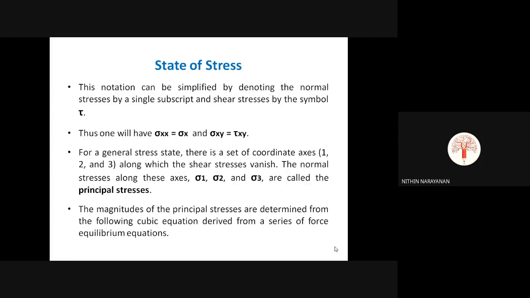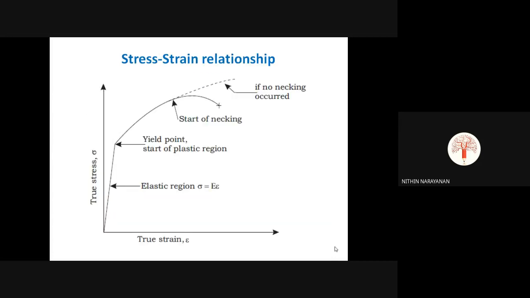So these are the different stresses which will come in our part of the study. Okay. So you have already seen a stress strain curve which will be like this. So there are two types of stress strain curve. One is the engineering stress strain curve, and the second one is the true stress strain curve. Usually, for our study purposes, we will use the engineering stress strain curve.